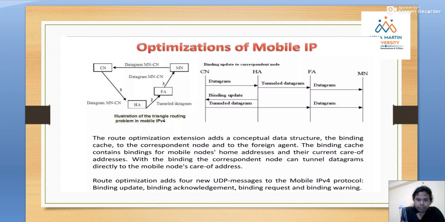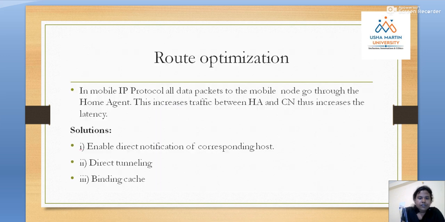So basically, three things are very important. The solution, how we optimize the route. The first solution is enabling the direct notification of the corresponding node, without sending the data from the corresponding node to the home agent. First of all, if we enable the notification whether the mobile node is present in the home network or not, we can get the direct notification. If we enable this option, then it will also save our time and communication will be successfully done. Okay, no issue will arise.